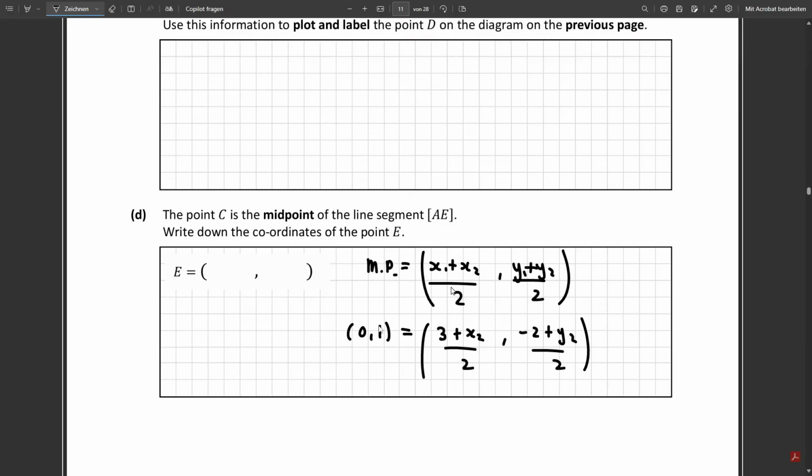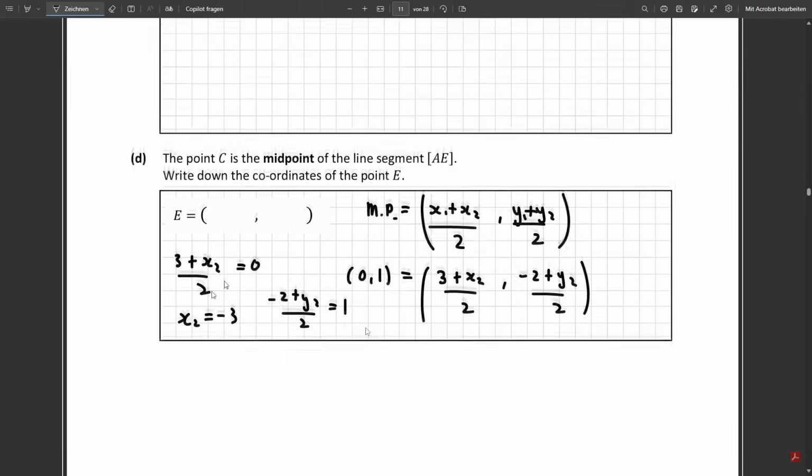Now, we don't know what these are, but we know that this point here has to be the same as this point. We know that 3 plus x2 over 2 has to be equal to 0. And you can see, if you multiply both sides, that x2 is equal to minus 3. So x2 is equal to minus 3. You can solve that equation. And then this equation, so minus 2 plus y2 over 2 has to be equal to 1. And when you solve that, you get that y2 is equal to 4 by multiplying this side by 2.